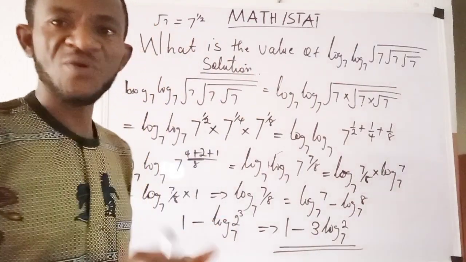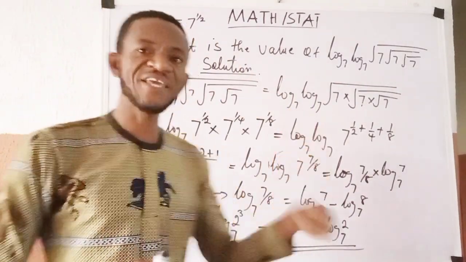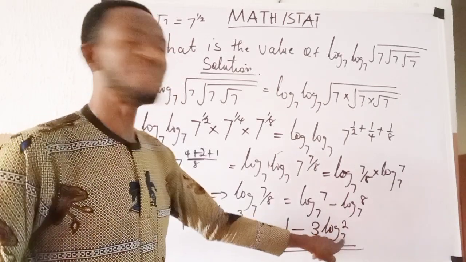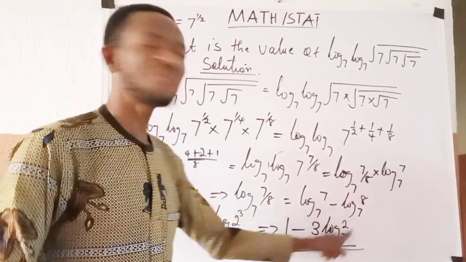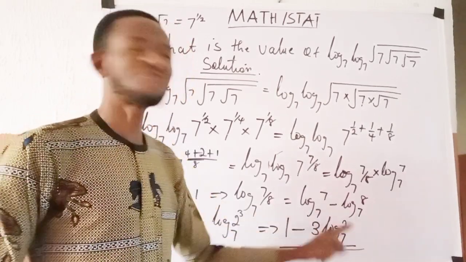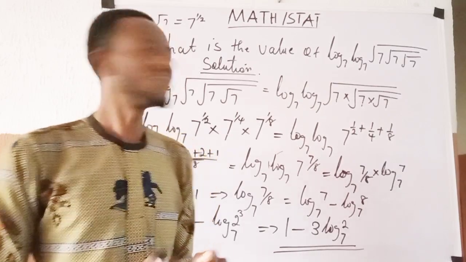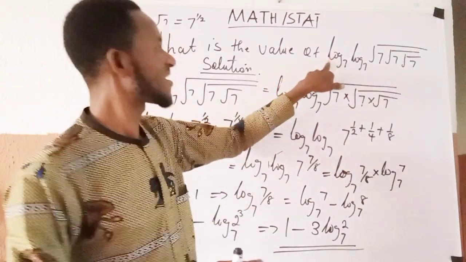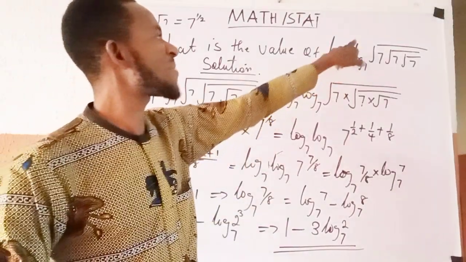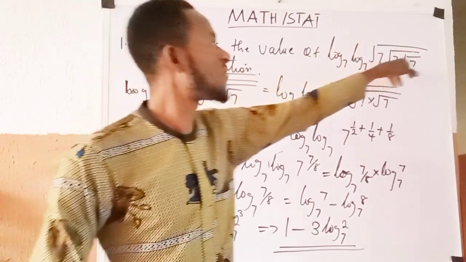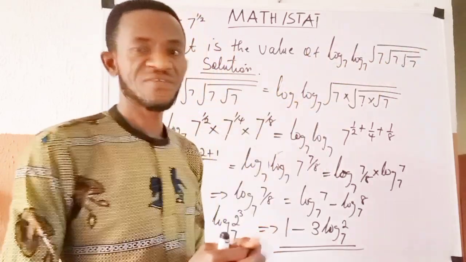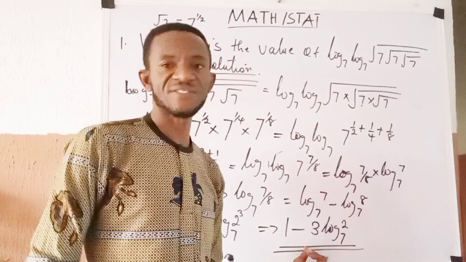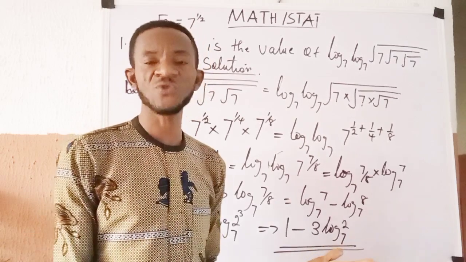That is as far as you can go, unless you are given the value of log 2 base 7. That's when you now come here and substitute in order to evaluate the final answer. So the log base 7 multiplied by log base 7 of this quantity is evaluated to be this. What have we done so far?